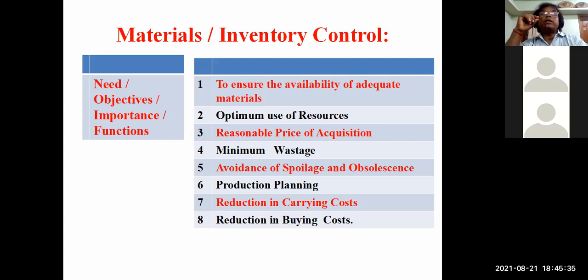Then production planning. Material control helps in production planning. You can plan your production, how much to produce, when to produce, all these things. Then reduction in carrying cost. Do you know what is carrying cost? Anybody can tell me? Carrying cost and buying cost, two things are there. These two are very, very important for practical questions. I'll be taking up later on. But can anybody tell me what is carrying cost and what is buying cost? Anyone, please unmute and tell me.